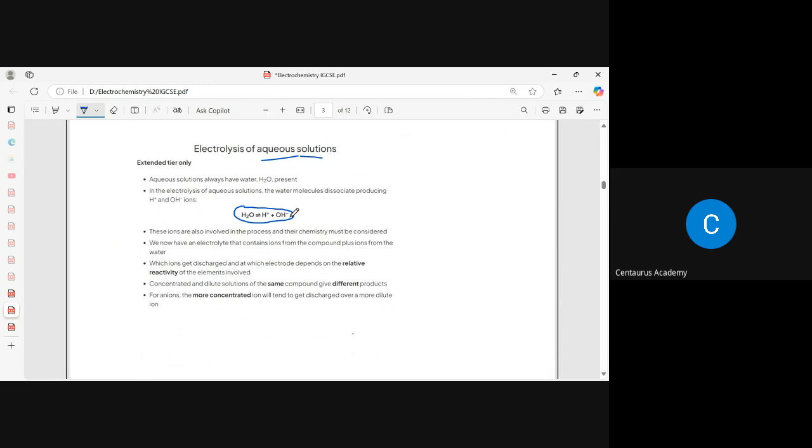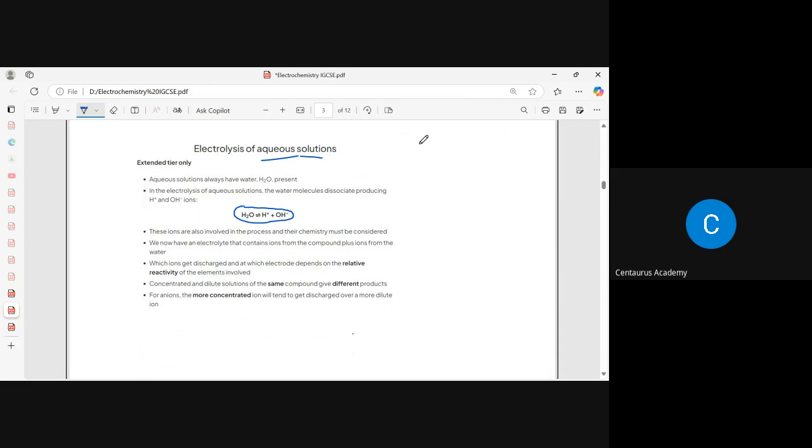Okay, now, the scenario completely changes here. The products which are formed or deposited onto the cathode and the anode completely change. Now, this is also dependent upon which ions will be discharged and at which electrode. It completely depends upon the relative reactivity of the elements.